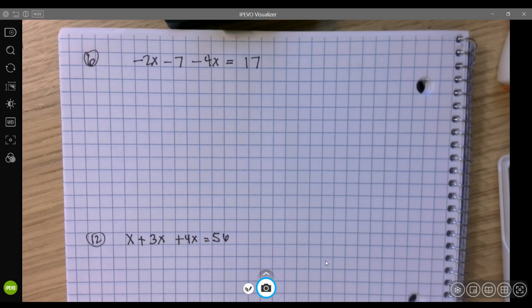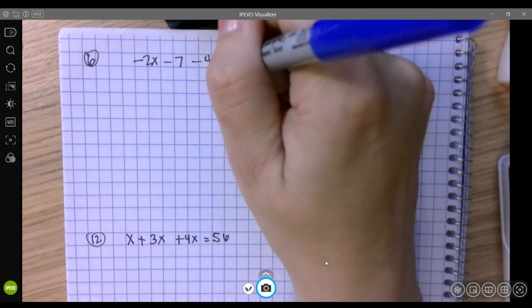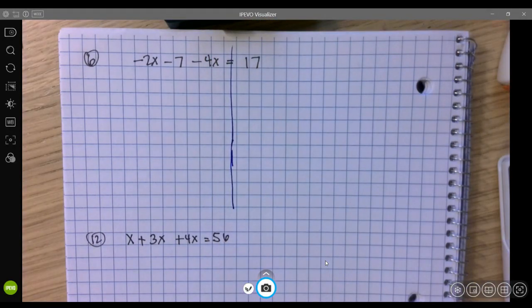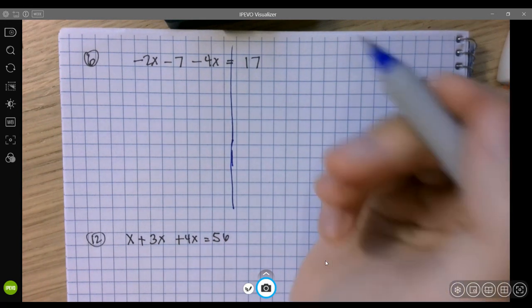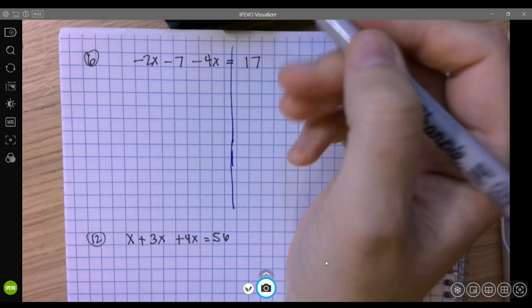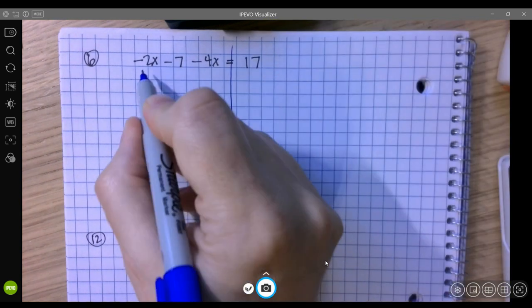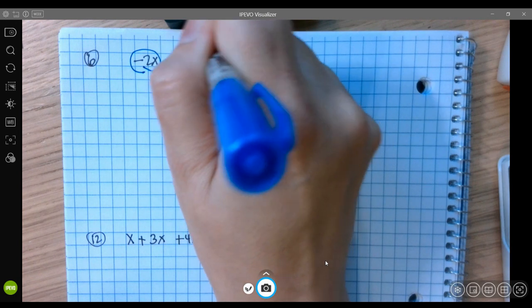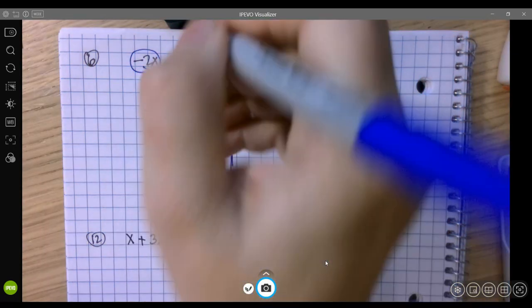All right. This video is going to show how to do all of the problems on this slide for your homework. So number 6 says negative 2x minus 7 minus 4x equals 17. I'm going to draw my little line so I can tell where my equation is so I don't lose where my equal sign is. Things that are in the same expression can be combined. So I'm going to combine like terms here.